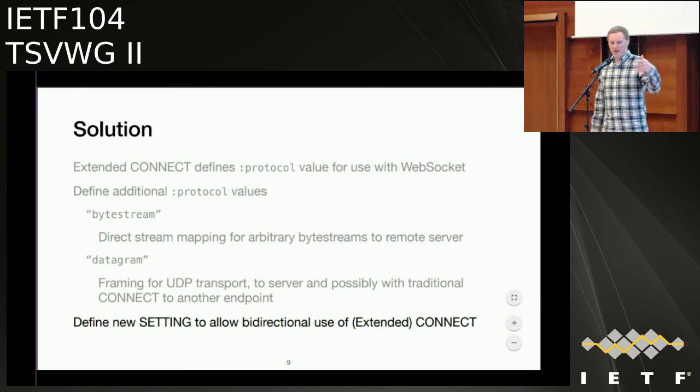So we take our existing solution, which is defining the additional protocol values for byte stream and datagram, and we define a new setting that allows us to negotiate this as a further extension on top of HTTP2 that says, yes, I'm willing to process these frames in a direction that other people would be very confused by, and allow the server to send me a connect request saying, hey, I'd like to open a stream to you. And a couple of people have spoken up already with interesting use cases for this that we had not yet considered, but that are all equally great and where this comes in super handy.